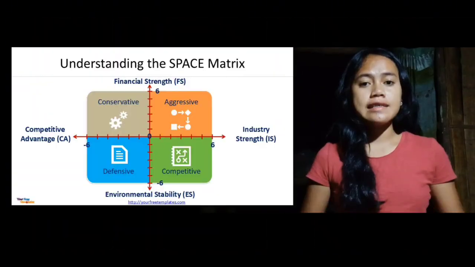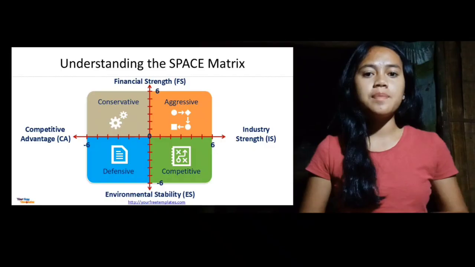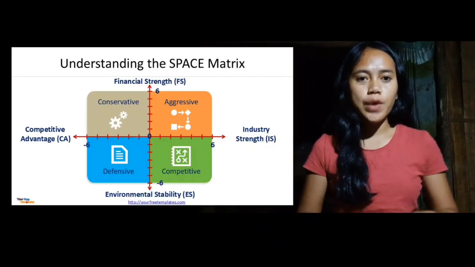So we have 4 space metrics here. I just want you to know that conservative, aggressive, defensive, and competitive align with these four, which are the financial position, competitive position, industry position, and stability position, or what is called the environmental position, to make a graph where your company or products can be judged. Next, it also uses a Cartesian coordinate plane with X and Y axes to form 4 quadrants.